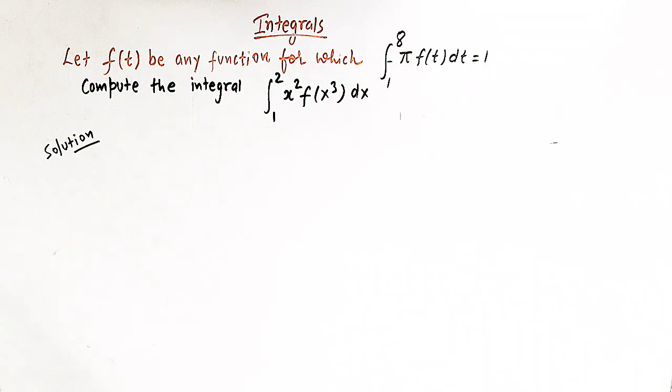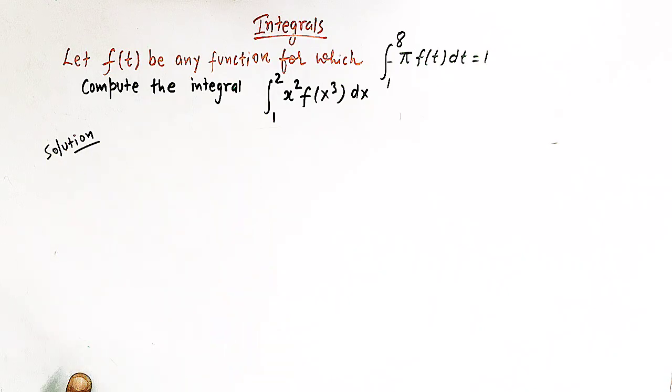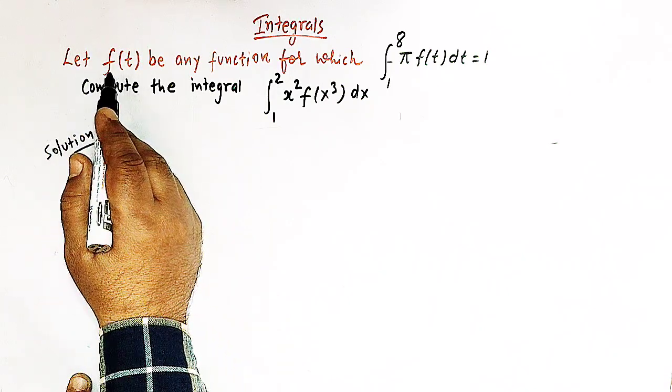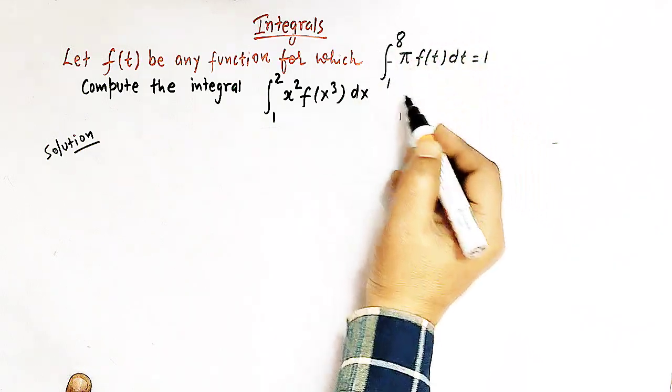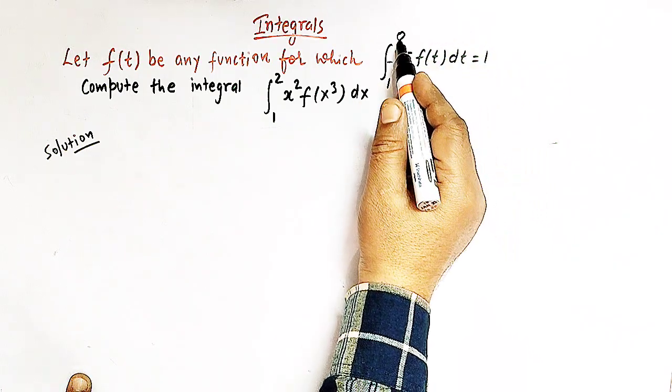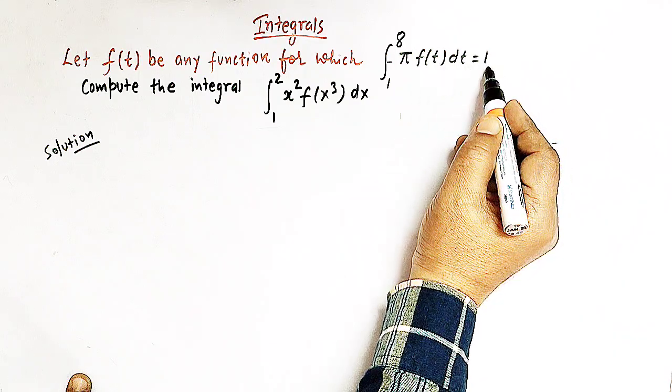Hello viewers, in today's session we are going to discuss this important problem from definite integrals. So here we are given a function f of t for which we have defined this integral, that is the integral from 1 to 8 of pi times f of t dt is equal to 1, right?